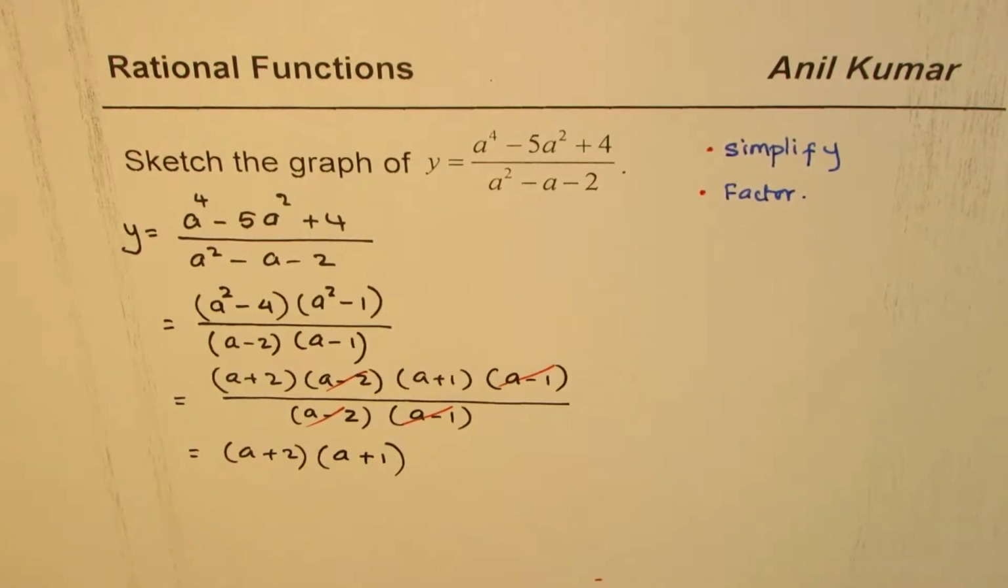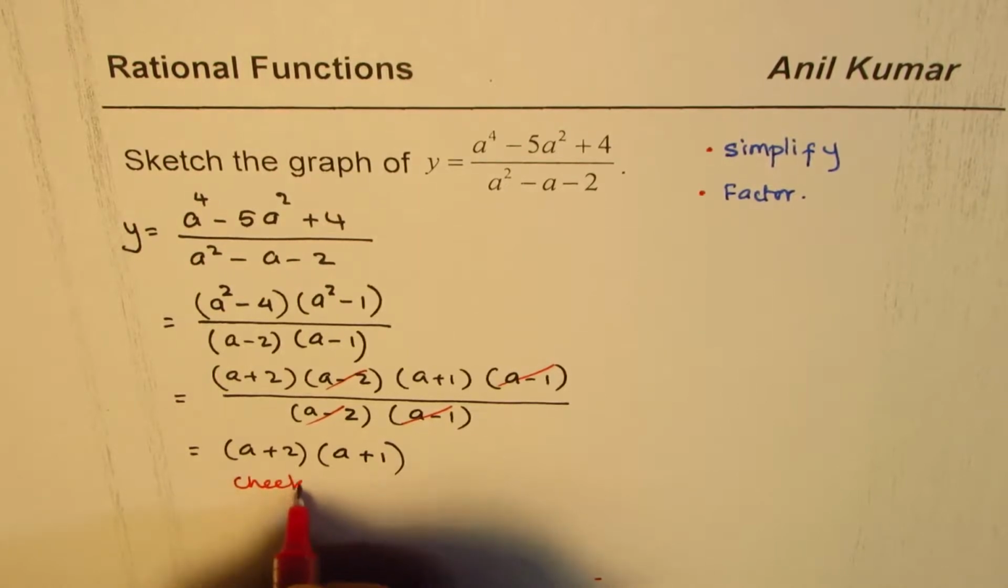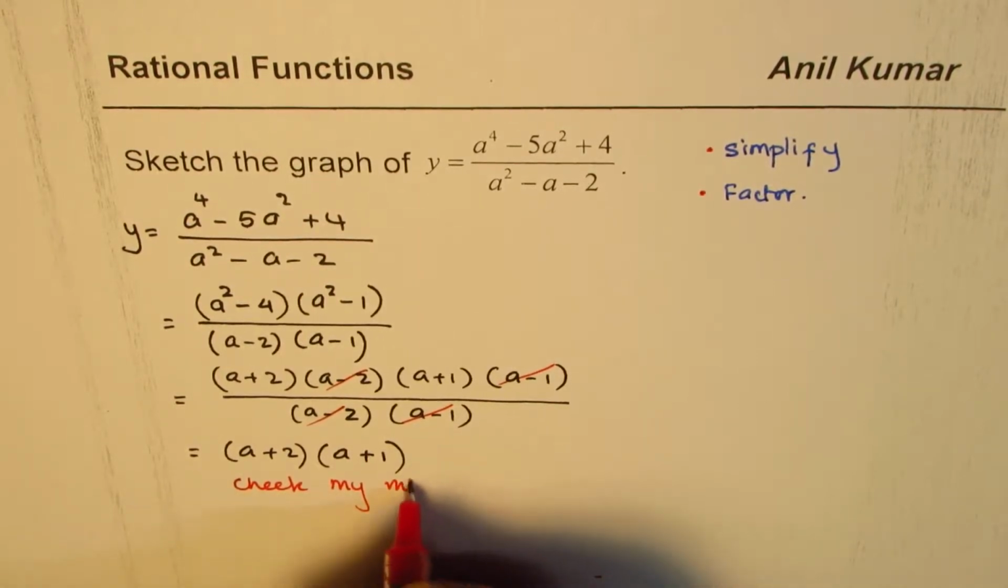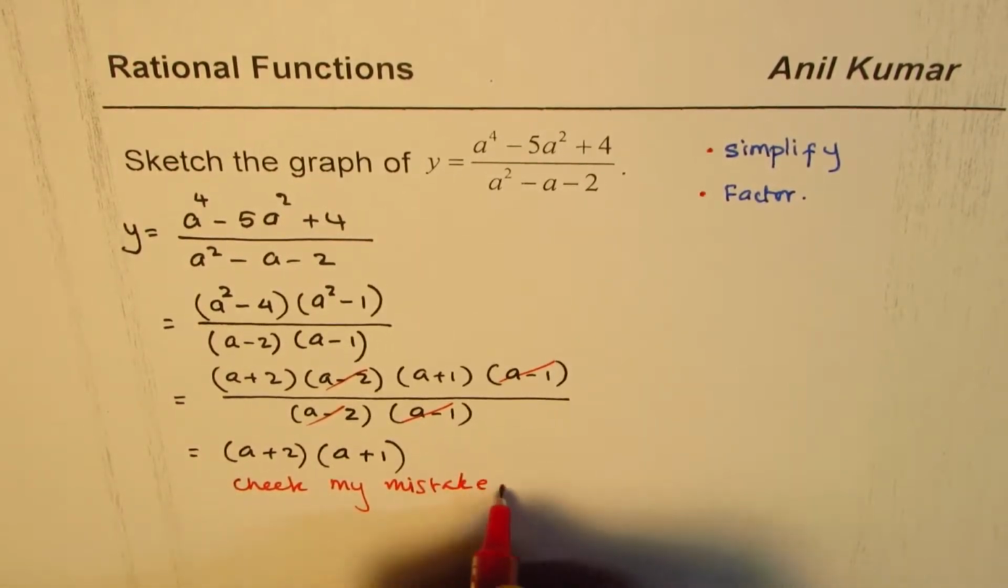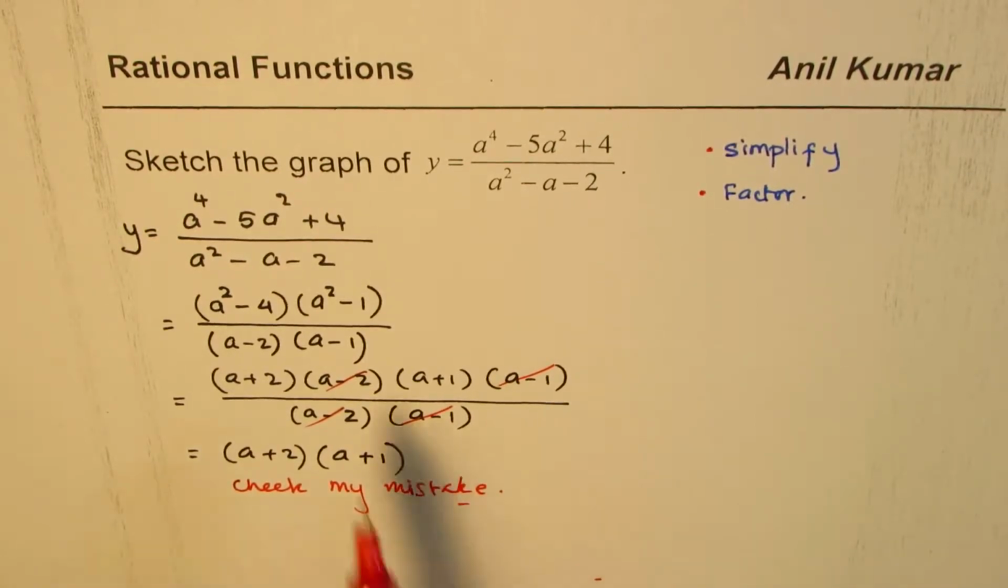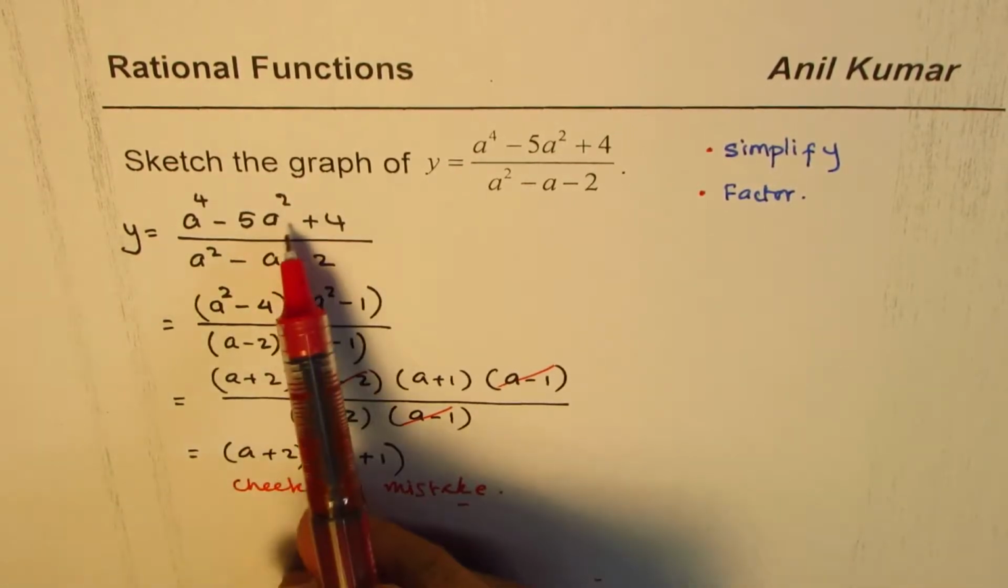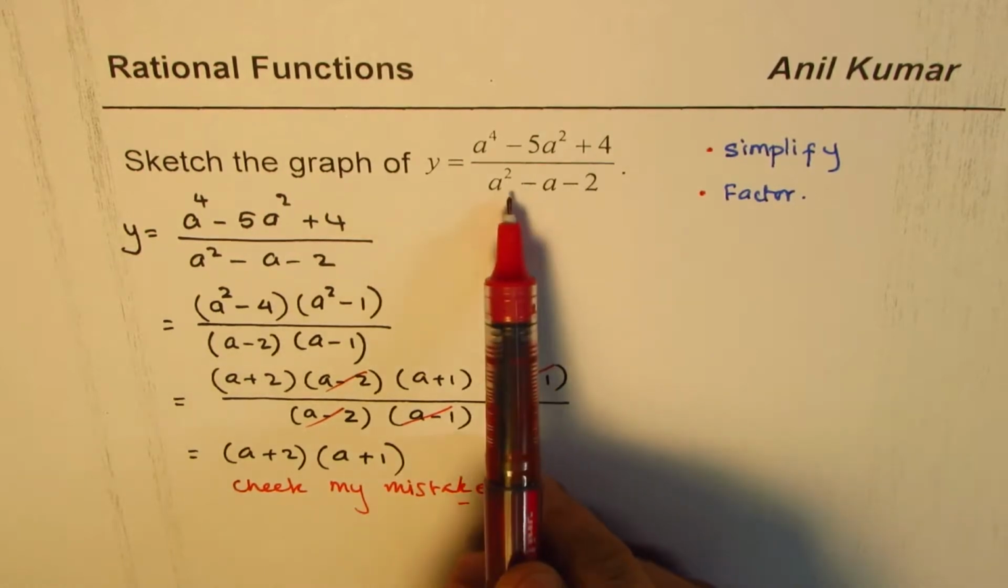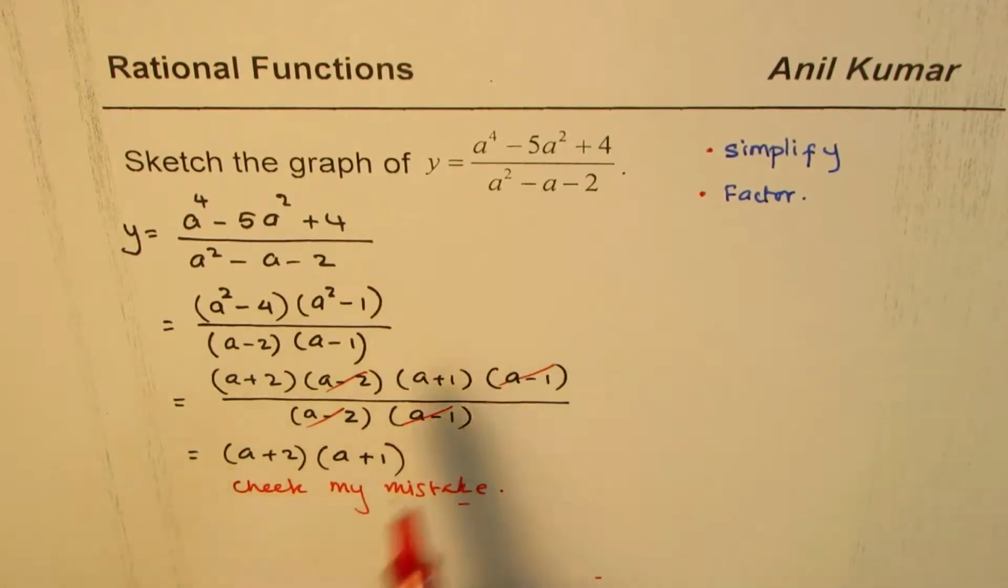Now if I do that, am I right or is there a mistake, right? Check my mistake. So give a moment to this, check my mistake. So this is a rational function, right? This is a quadratic function. It could have zeros, but this one has no zeros. Is it the same? Well, it is not the same.